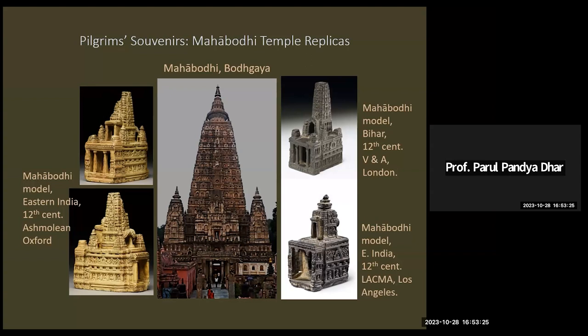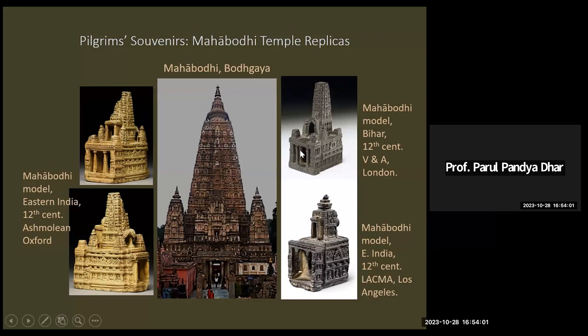The Mahabodhi at Bodh Gaya has since seen several renovations in its long history, the most noteworthy among these being the Burmese interventions, the mission by Kyan Siddha before 1093 AD and then another late 13th century intervention. Now, Bodh Gaya's rising fame in pre-modern Asian Buddhist pilgrim circuits encouraged the production of miniature models of the Mahabodhi temple, some of which I have placed on this slide.